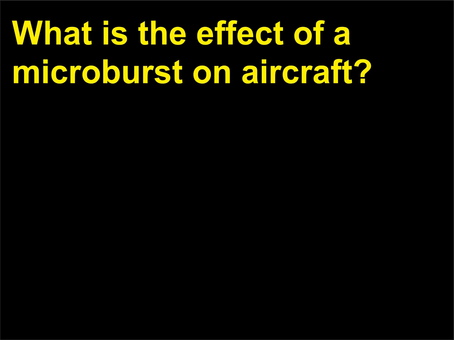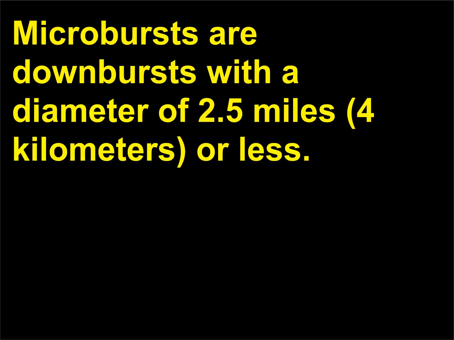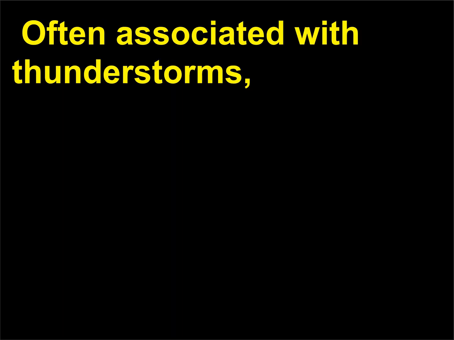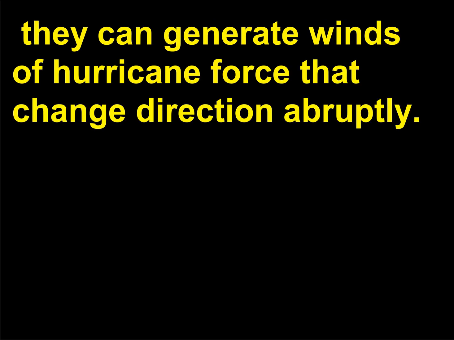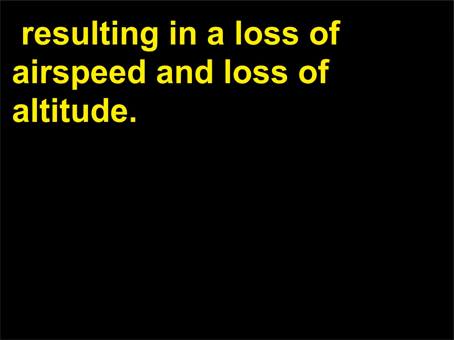What is the effect of a microburst on aircraft? Microbursts are downbursts with a diameter of 2.5 miles, 4 kilometers, or less, often associated with thunderstorms. They can generate winds of hurricane force that change direction abruptly. Headwinds can become tailwinds in a matter of seconds, resulting in a loss of airspeed and loss of altitude.